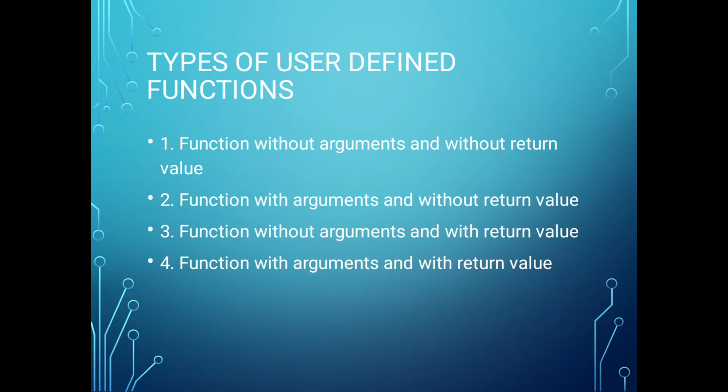Now it may be a little bit confusing, but it's simple: there are two things, passing of arguments and returning of value. These are mixed with each other and four types of functions are made. Now in this video we are focusing on functions without arguments and without return value.